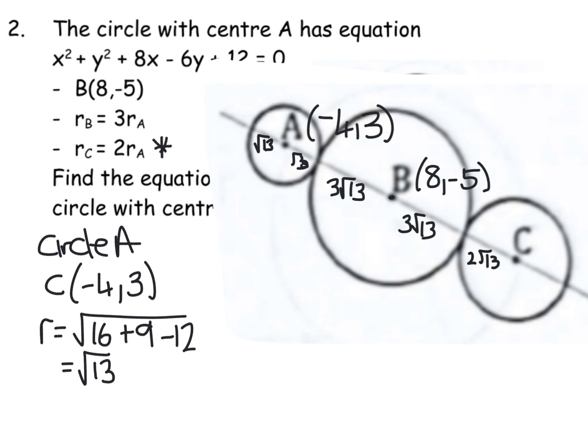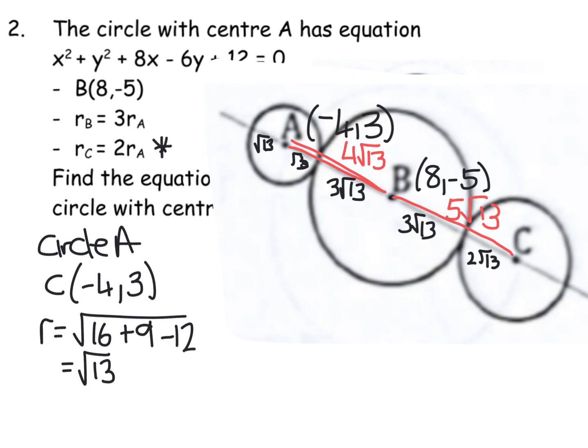So I'm going to do a wee bit of rubbing out and just put in some diameters instead, okay? So this distance here from A to B is 4 root 13. And the distance from B to C is 5 root 13. Alright.